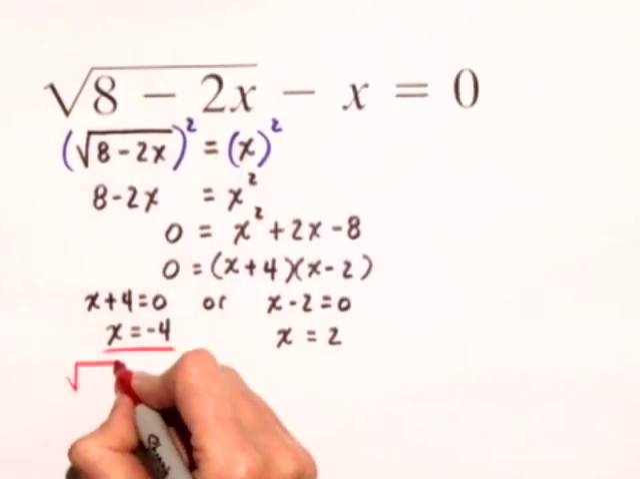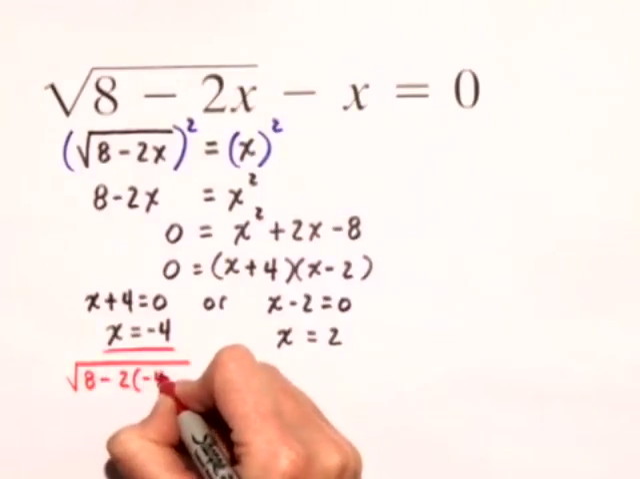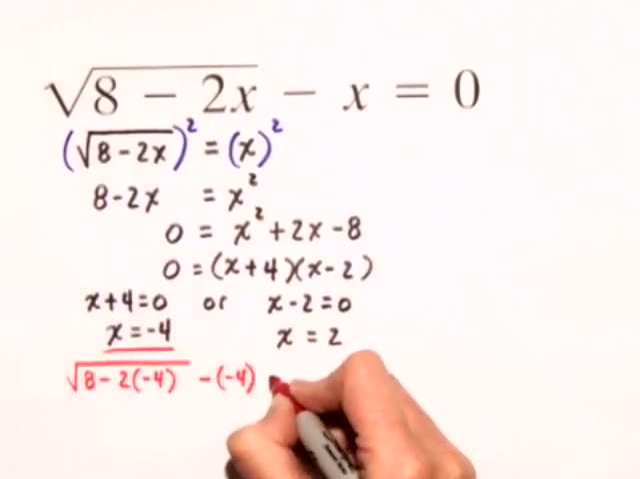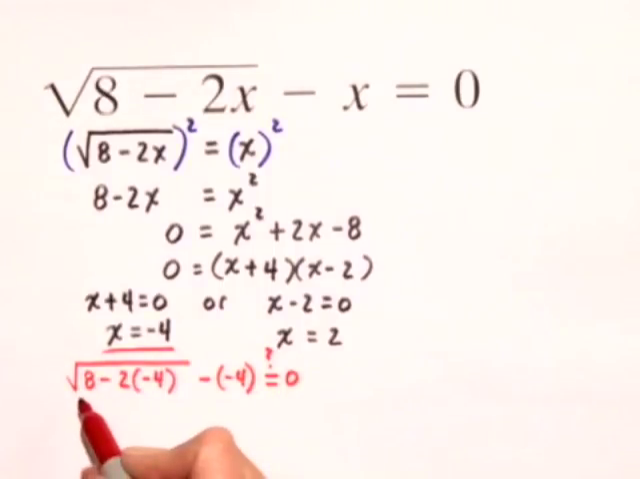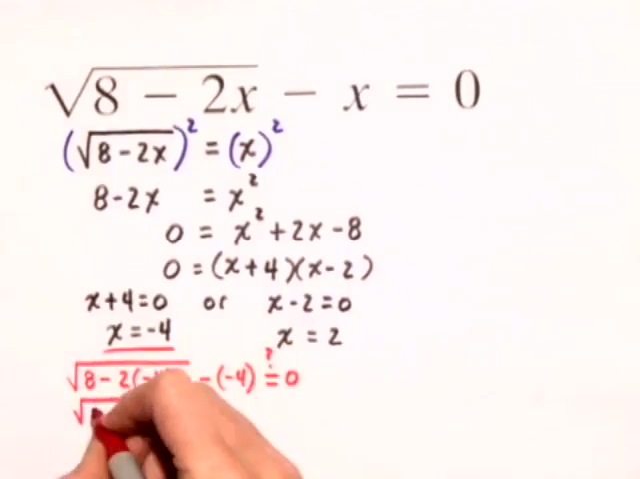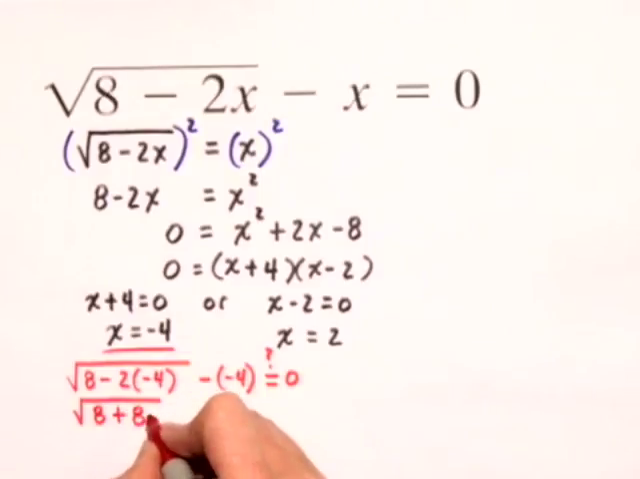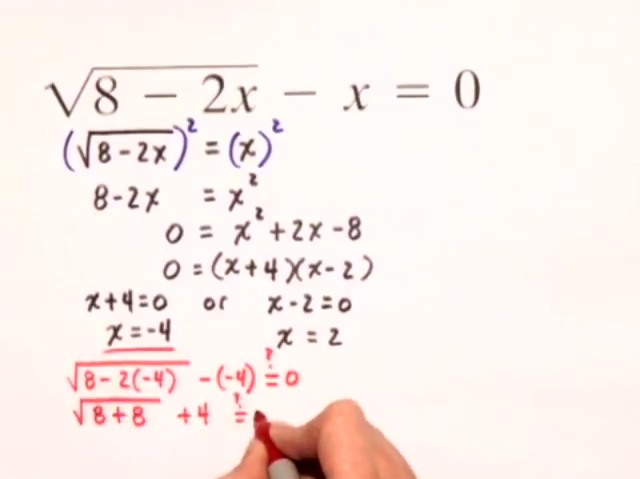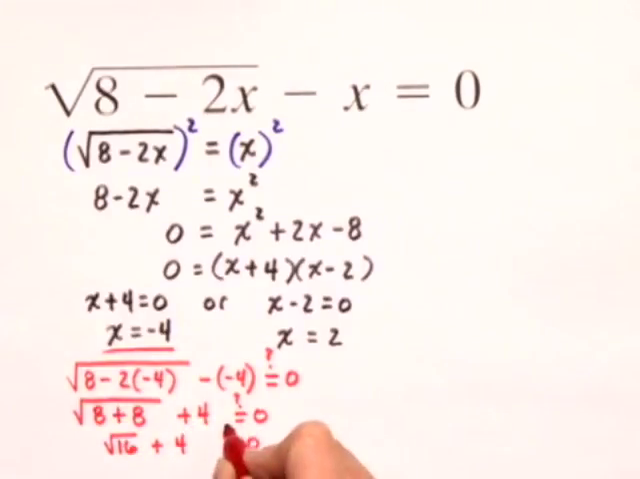And we have the square root of 8 minus 2 times x, which is negative 4, minus x, which is negative 4. The question is, is that equal to 0? Is that a true or a false statement? Well, we have the square root of 8 minus 2 times negative 4 gives us plus 8, minus negative 4 gives us plus 4. Is that equal to 0? Well, we have the square root of 16 plus 4 equals 0.